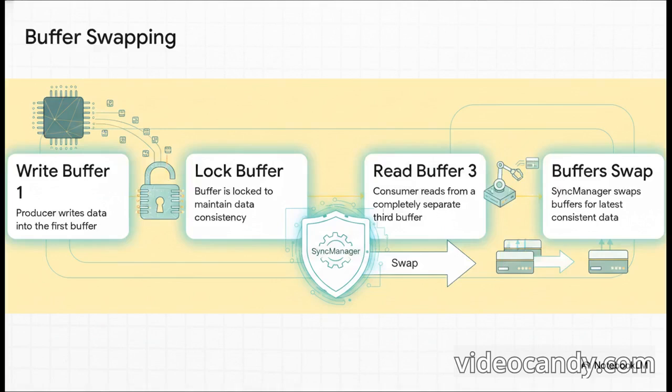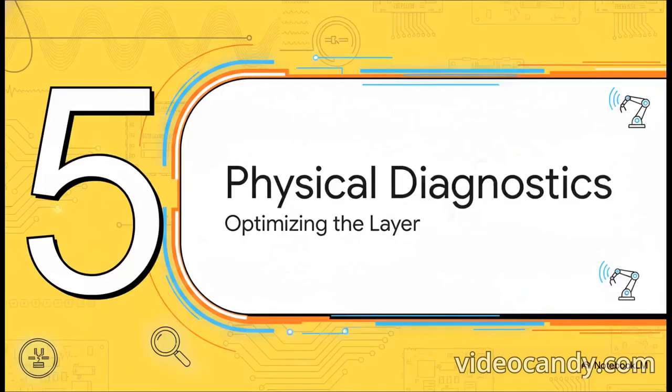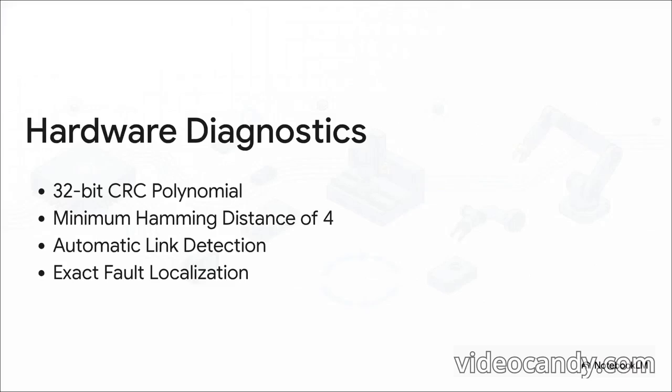Here's how that buffer swapping process actually works line by line. The producer, say the master, writes data into the first buffer. Once writing is done, that buffer is locked tight to maintain data consistency. Meanwhile, the consumer, the local microcontroller, is reading from a completely separate third buffer. Once both are finished, the sync manager swaps the buffers. This guarantees the receiver always gets the latest consistent data without any delay to the main network cycle.